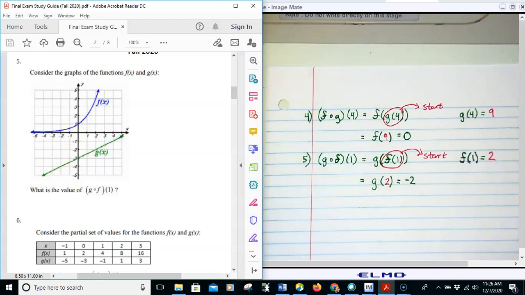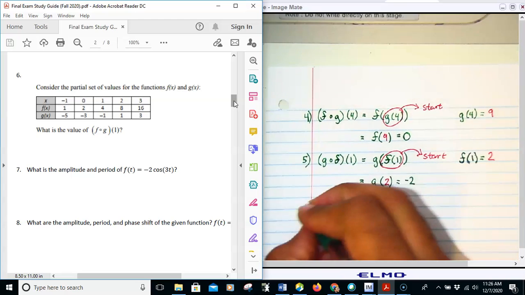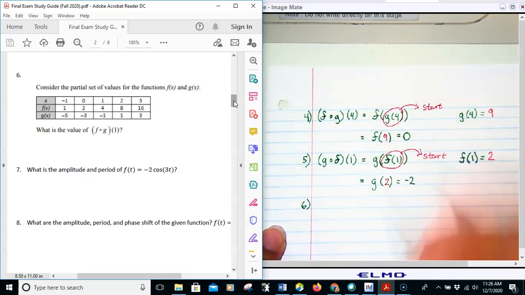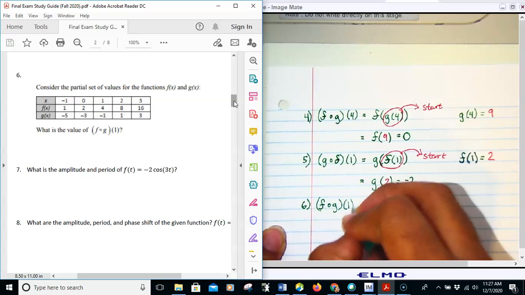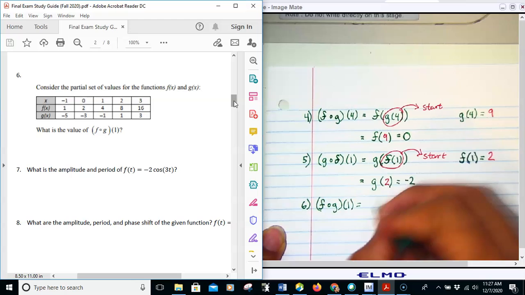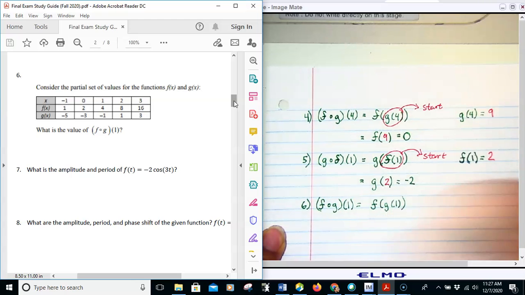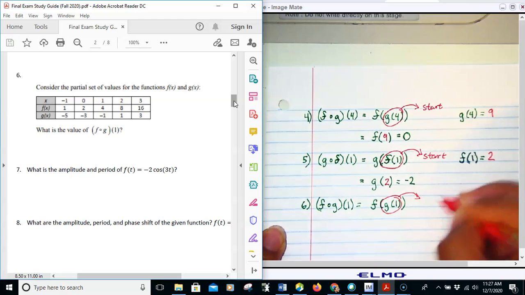All right, and then number 6 is another type. But just this time we put the actual functions together, or the table together. So it's not 2 separate tables, it's just one big table. And again, they want us to find f o g of 1, or f of g of 1. All right, so we're doing f of g of 1. Again, we start off with the inside.